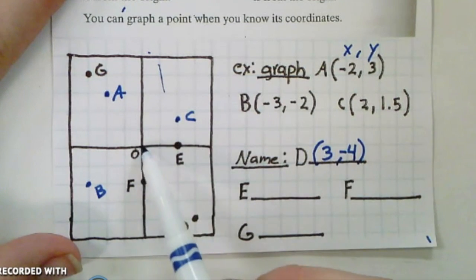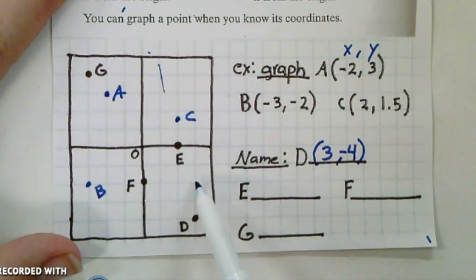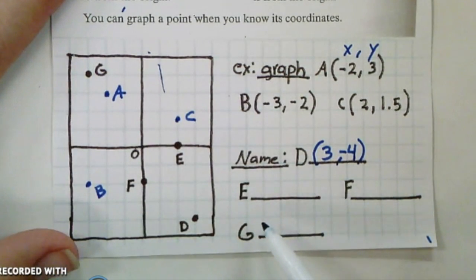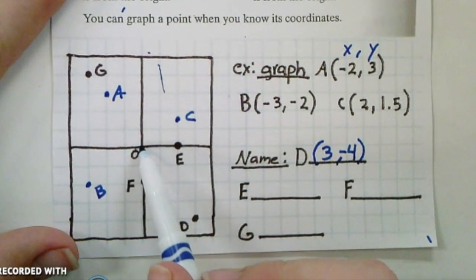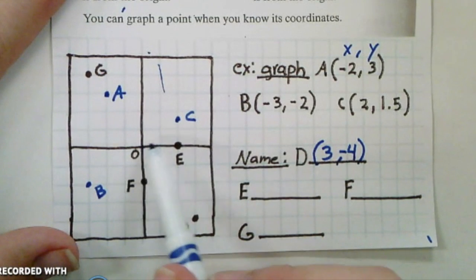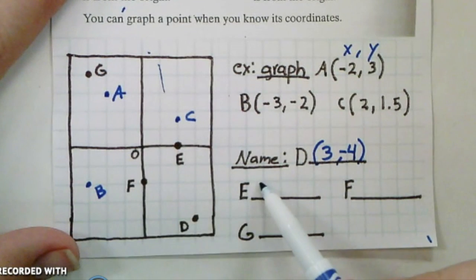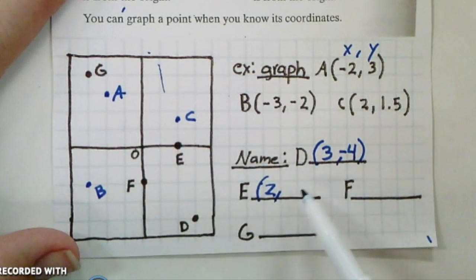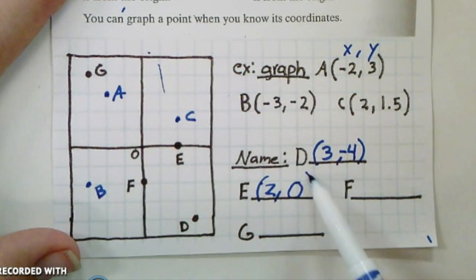I can always check it. 1, 2, 3, 1, 2, 3, 4. I also could do these from starting at the origin and just seeing how many steps it would take me to get to where I'm going. So for E, I'm right here. And so first I'm going to run 1, 2. And then I'm already at my point, so I don't have to go up or down at all. So that means that my Y is a 0.